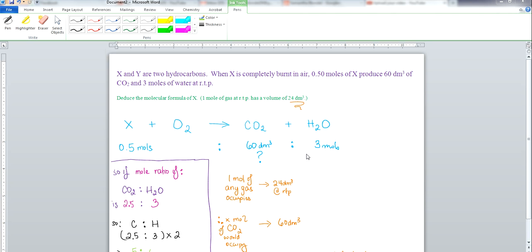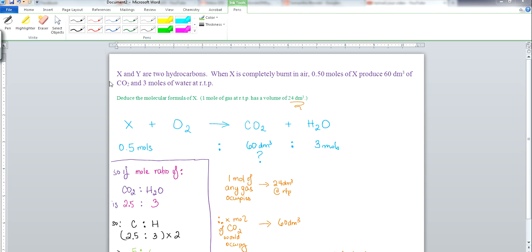X and Y are two hydrocarbons. When X is completely burnt in air, 0.5 moles of X produce 60 decimeters cubed of carbon dioxide and 3 moles of water, r.t.p. Deduce the molecular formula of X. So 1 mole of gas at r.t.p has a volume of 24 decimeters cubed.